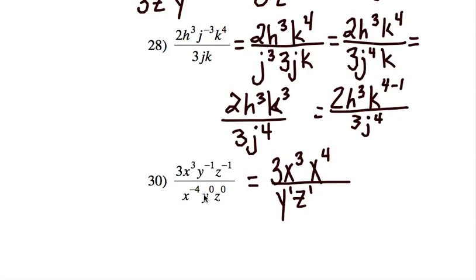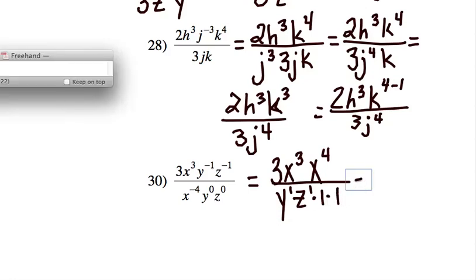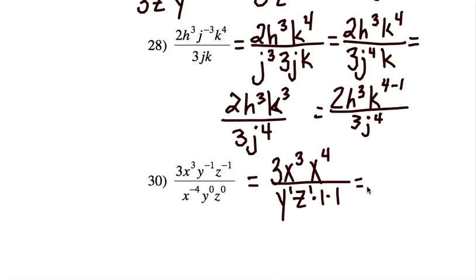Now I'm going to talk about this y to the 0. Anything to the 0 power becomes a 1. So this becomes a 1 and this becomes a 1, and I'm multiplying. So I could put times 1 and times 1, but anything times 1 is just going to be itself, so the 1s don't change anything.